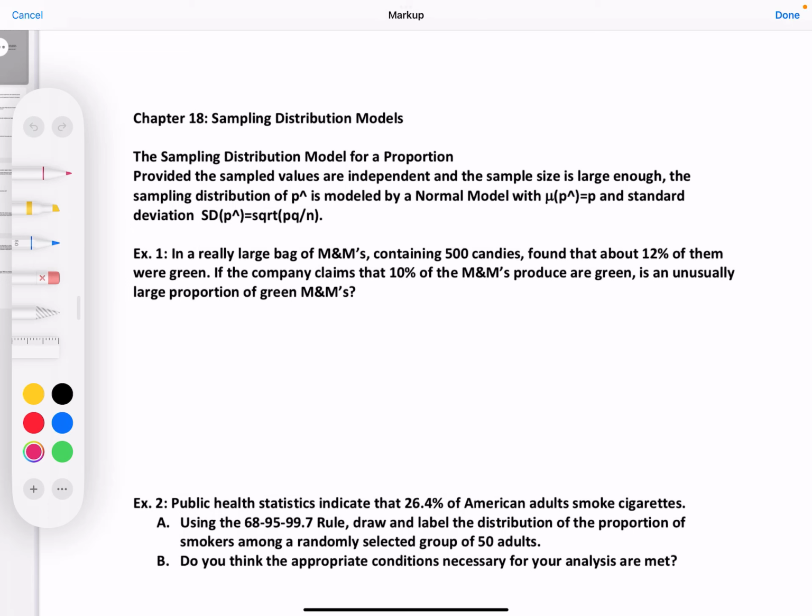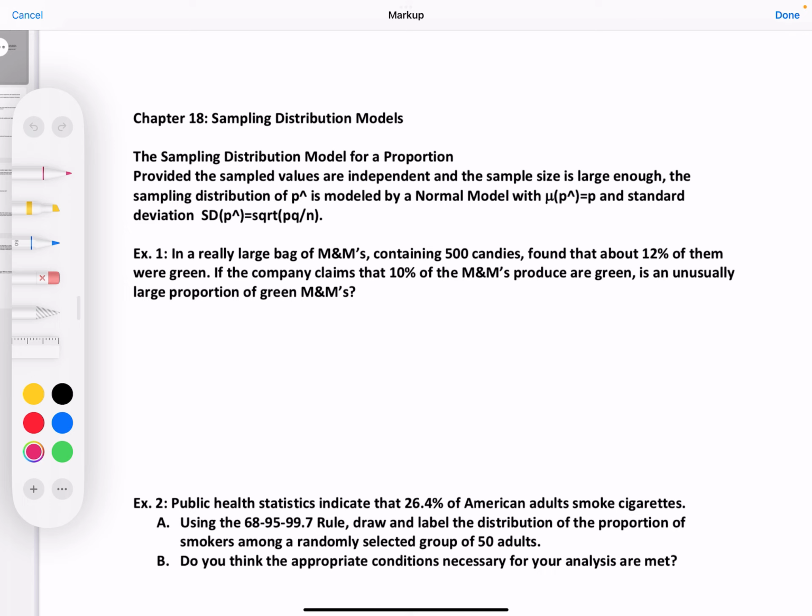All right, the sampling distribution model for a proportion, provided the sampled values are independent and the sample size is large enough. The sampling distribution of p hat is modeled by a normal model with mu of p hat being equal to p and the standard deviation of p hat being the square root of pq over n.